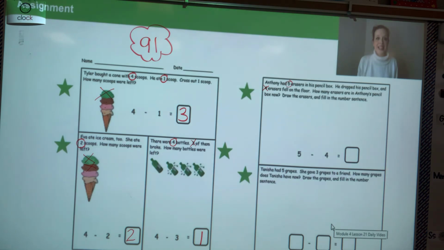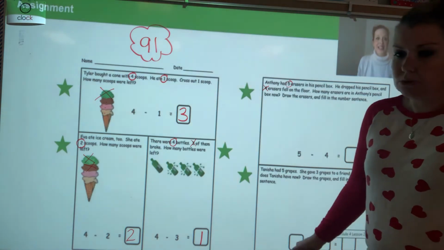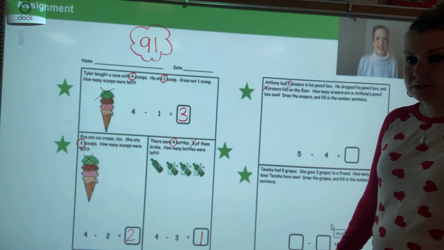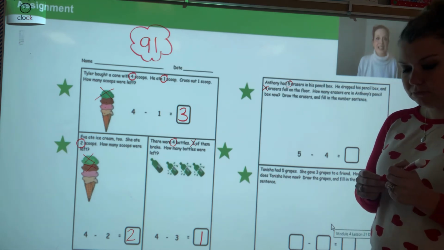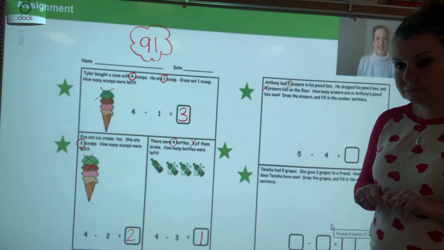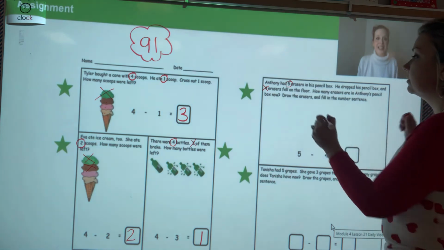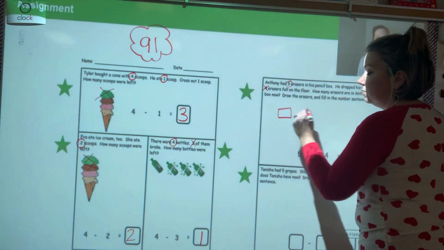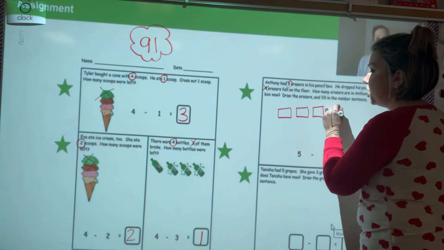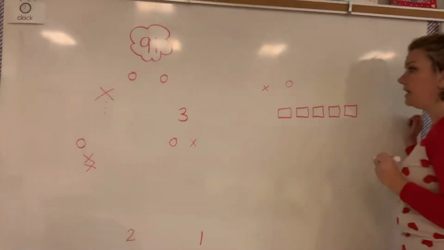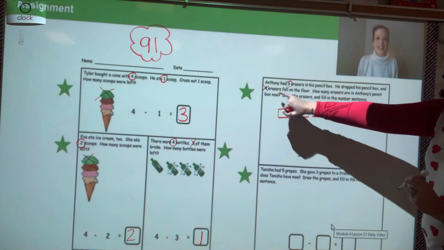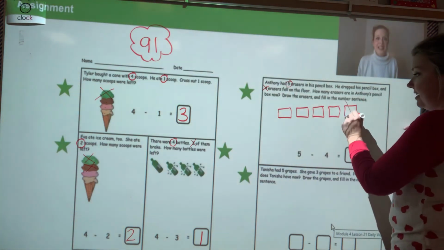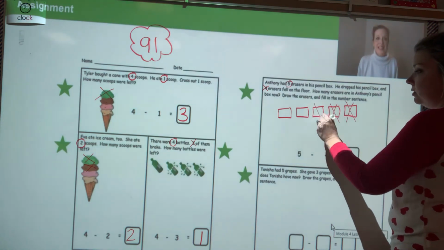Draw the erasers and fill in the number sentence. Well, what do I do? Where do I start? Who can help me? Russell. You first draw five erasers, because that was my whole. Right, I first draw my 5 erasers, because that's how many I started with. And then 4 of them went away. They fell, because I dropped my box. So I need to cross 4 of them out.